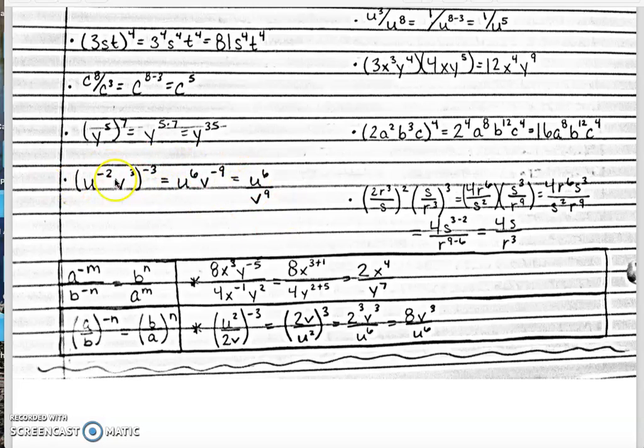Then I go ahead and move over here. So this again is a parentheses raised to an exponent, so I go ahead and distribute the exponent. u to the negative 2 to the negative 3 becomes u to the negative 2 times negative 3, which is positive 6. v cubed to the power of negative 3 is v to the power of 3 times negative 3, which is negative 9. I can't leave a negative exponent, so that has to move across the fraction. So the u to the 6 stays up top, and the v to the negative 9 becomes v to the positive 9 in the denominator.